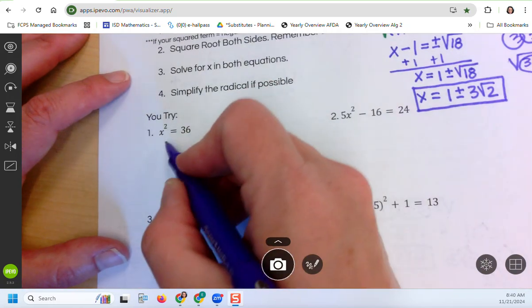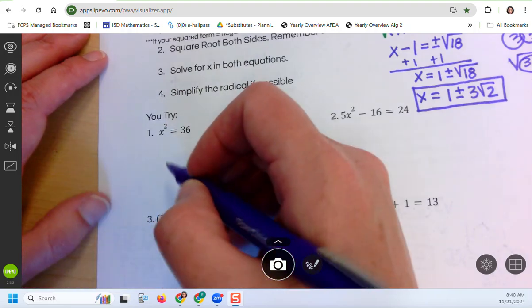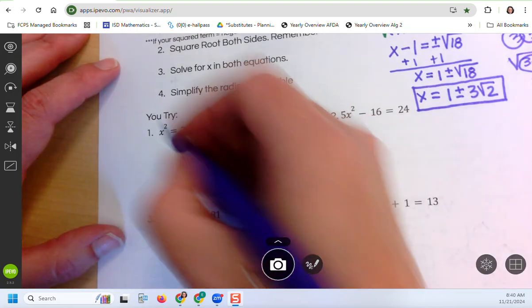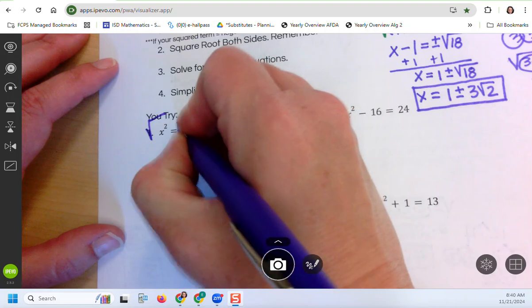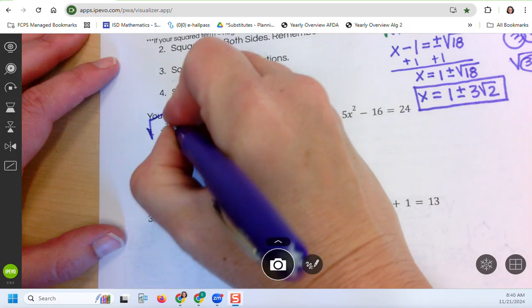We're going to do 1. How do I get rid of my square root? Or am I squaring? I'm going to square root. When I square root both sides, what do I need to put in front of my root? Plus or minus. Thank you for paying attention.